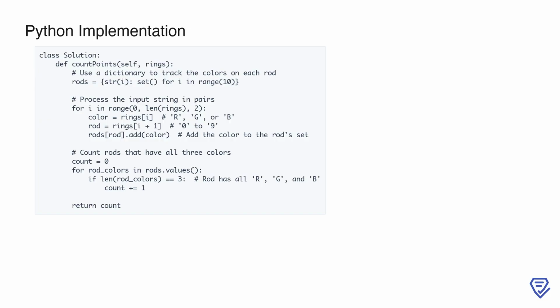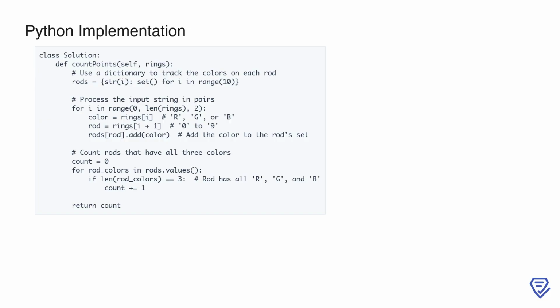4. Counting valid rods. After processing the string, the code iterates over the values in the rods dictionary. A rod is considered valid if its set contains all three colors, R, G, and B, which is checked by verifying if the set's length is exactly 3. 5. Result return. The final count of rods with all three colors is returned as the result.